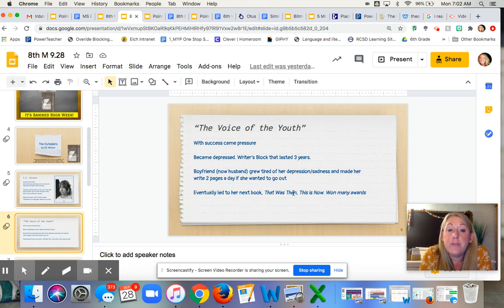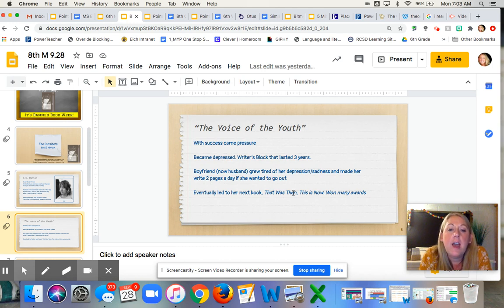S.E. Hinton was known as the voice of the youth. With success comes pressure. She became really depressed. She got a bad case of writer's block that lasted 3 years. Her boyfriend, who now is her husband, grew tired of her depression and sadness and made her write 2 pages a day if she wanted to go out. Okay, and sometimes that's just what it takes, and that is what it took with her.